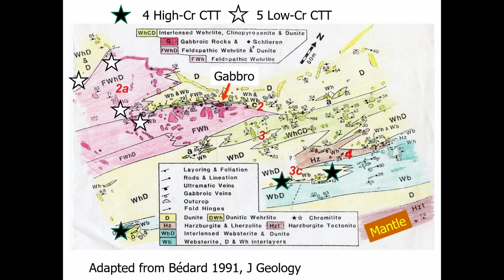tiny little stratiform chromitites, but they're not on this map. Most of the high chrome chromitites you find in association with the lowermost crustal pyroxenites, whereas the aluminous chromitites are found in association with feldspathic peridotite that are much higher in the stratigraphy.